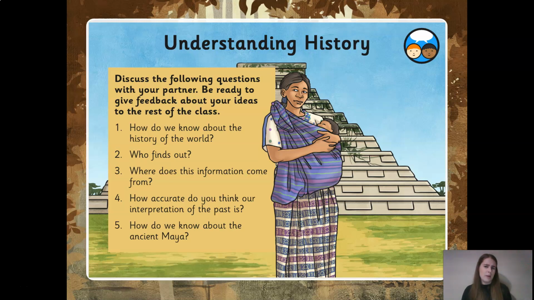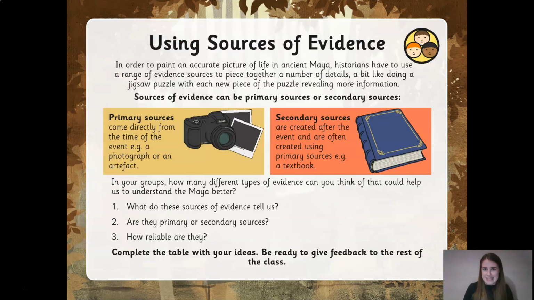And how do we know about the ancient Maya? So how do we know all that information? Where has it all come from? So pause the video and either have a chat with your partners or have a think and jot down some answers to those questions. Okay, we're going to explore the answer to those questions through our lesson today.